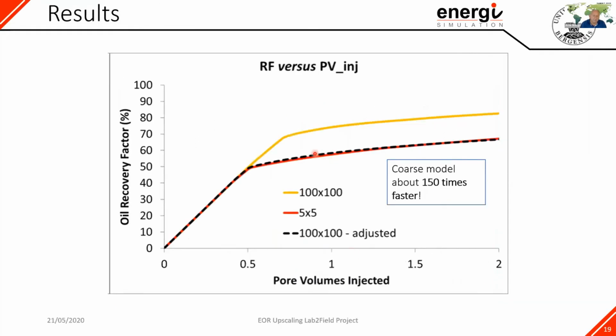And we see here with the dashed line, which is an upscaled version on the coarse grid, that we are able to get the same production profile as we do for the fine grid model. And the coarse model becomes about 150 times faster.